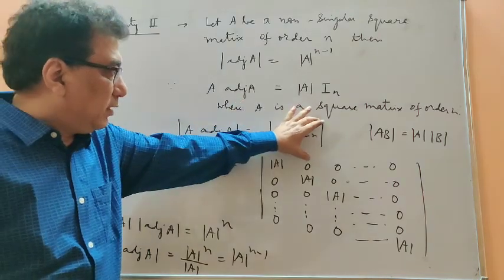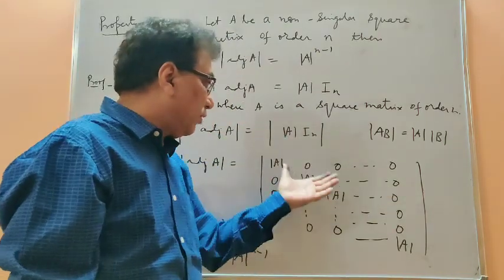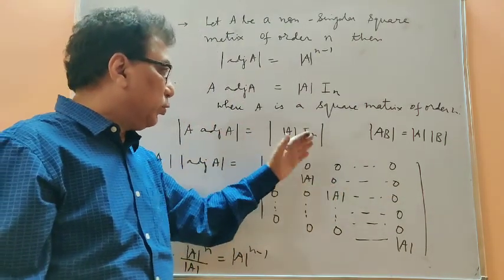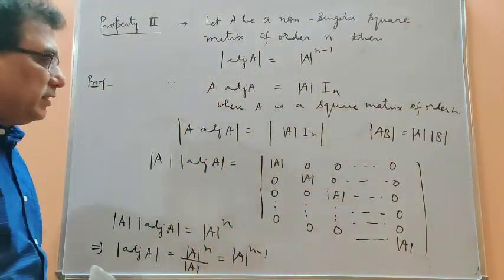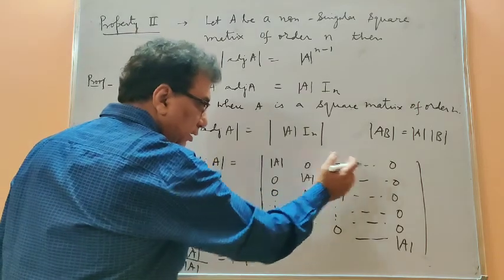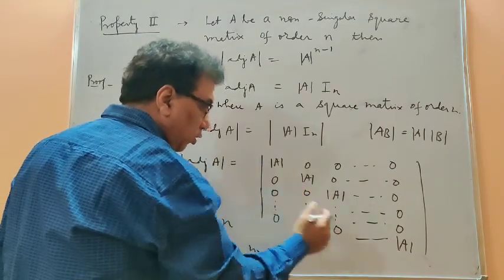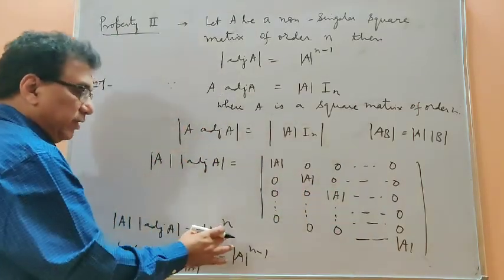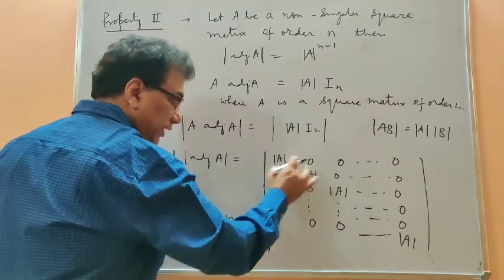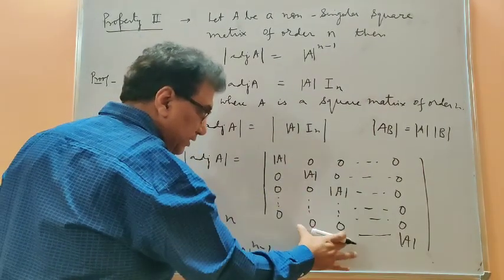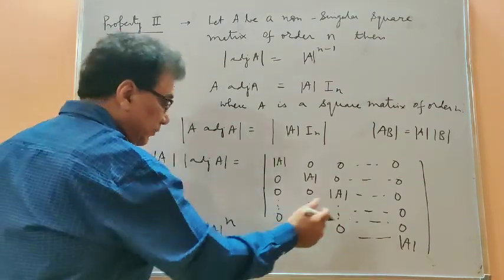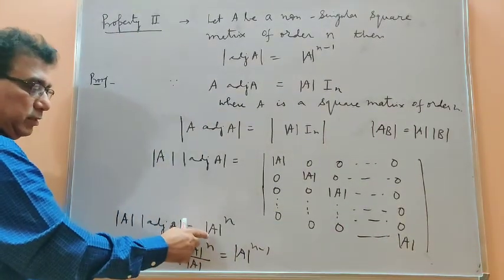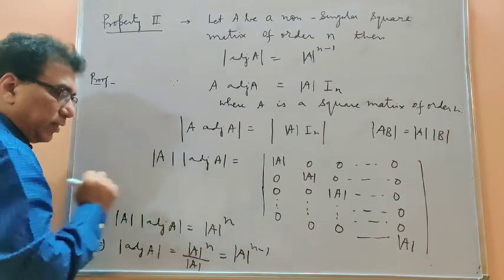Now we are taking the determinant of this matrix. Determinant A into In is a matrix, and we are taking its determinant. So we have to take determinant A common from each row or each column. That will come n times, because in every row one determinant A is present. So we have taken determinant A common n times. That's why the result is determinant A to the power n.